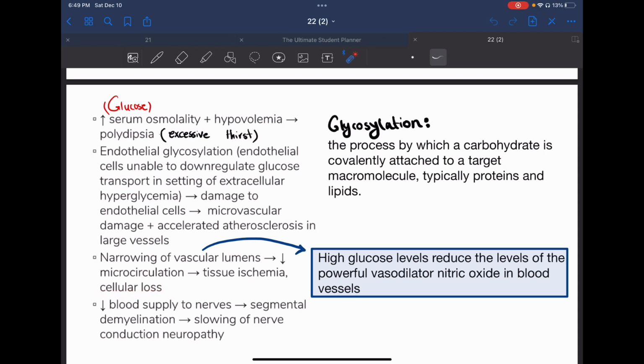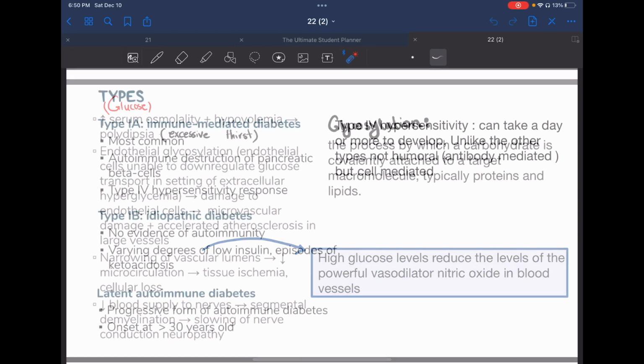And because the blood supply to nerves is getting less, segmental demyelination is going to happen. So the nerves are losing the myelin sheaths around them, and that makes the nerves slow down the conduction, and that leads to neuropathy, which means diseases of the nerves.